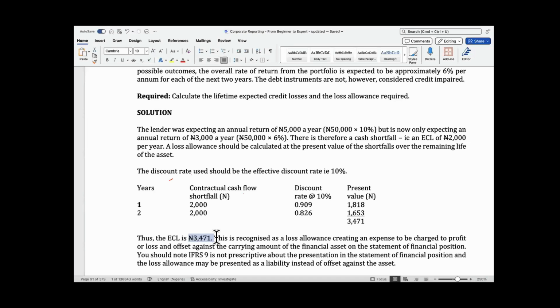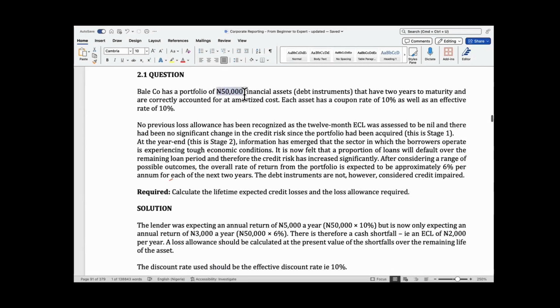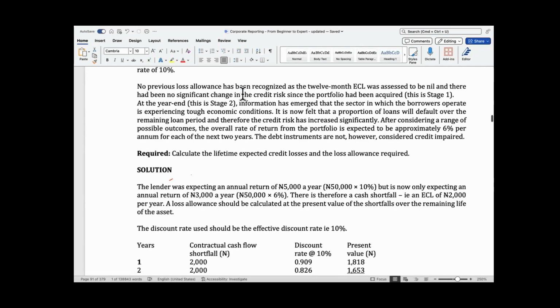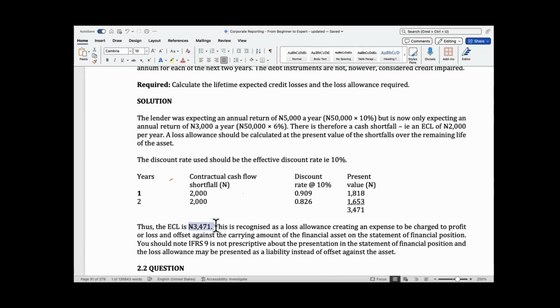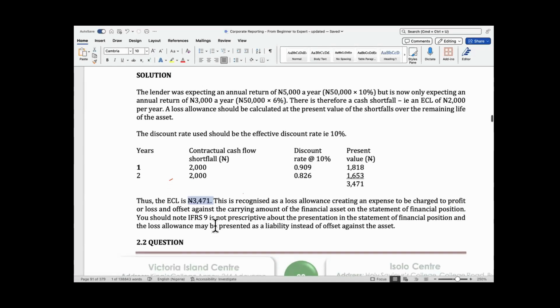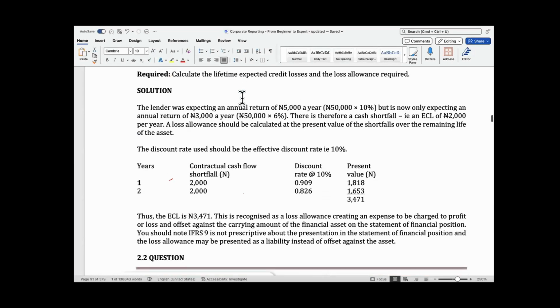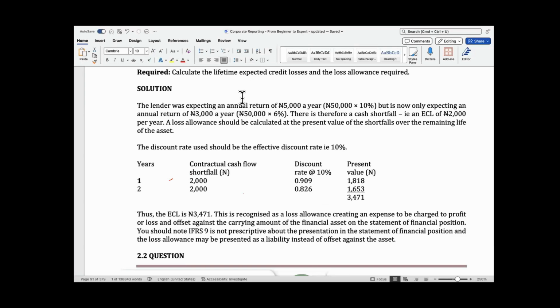So one leg, this loss now, it just goes to P&L as a loss: debit P&L, and we're going to credit financial assets. So instead of 50,000 in our books, it will be 50,000 minus 3471. And remember, since it is not credit impaired yet, the interest will still be calculated on this 50,000, the interest revenue. Since he has not defaulted, we are just still expecting that he might default. And that is all for this question.